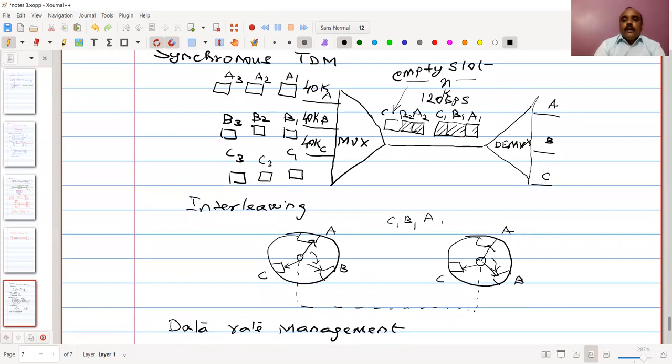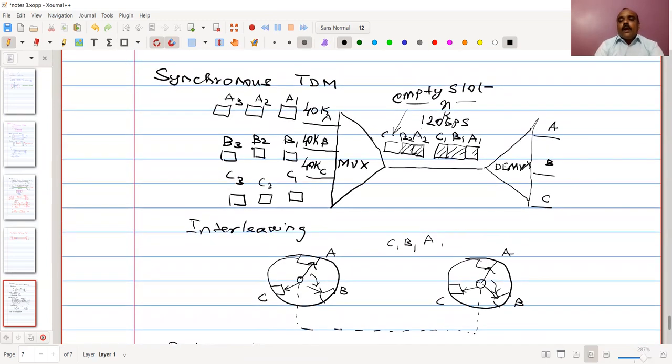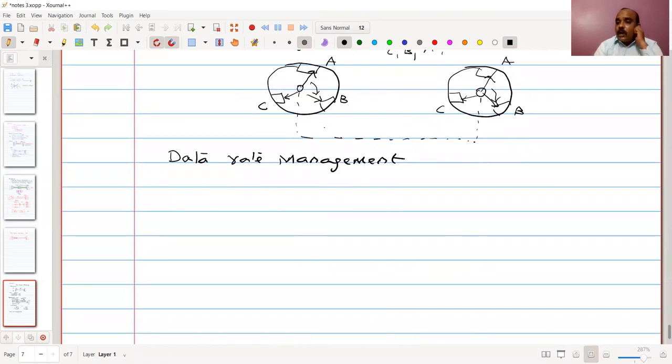Correct? Now, here, what we are talking about is, if my backbone bandwidth is 120 kbps, and if there are three users, then I should be able to equally split it to get better efficiency. Now, if that is not possible, then we have to adapt any of the following three techniques. They are called data rate management techniques. So there are three kinds of data rate management techniques. The first one is called multi-level multiplexing.